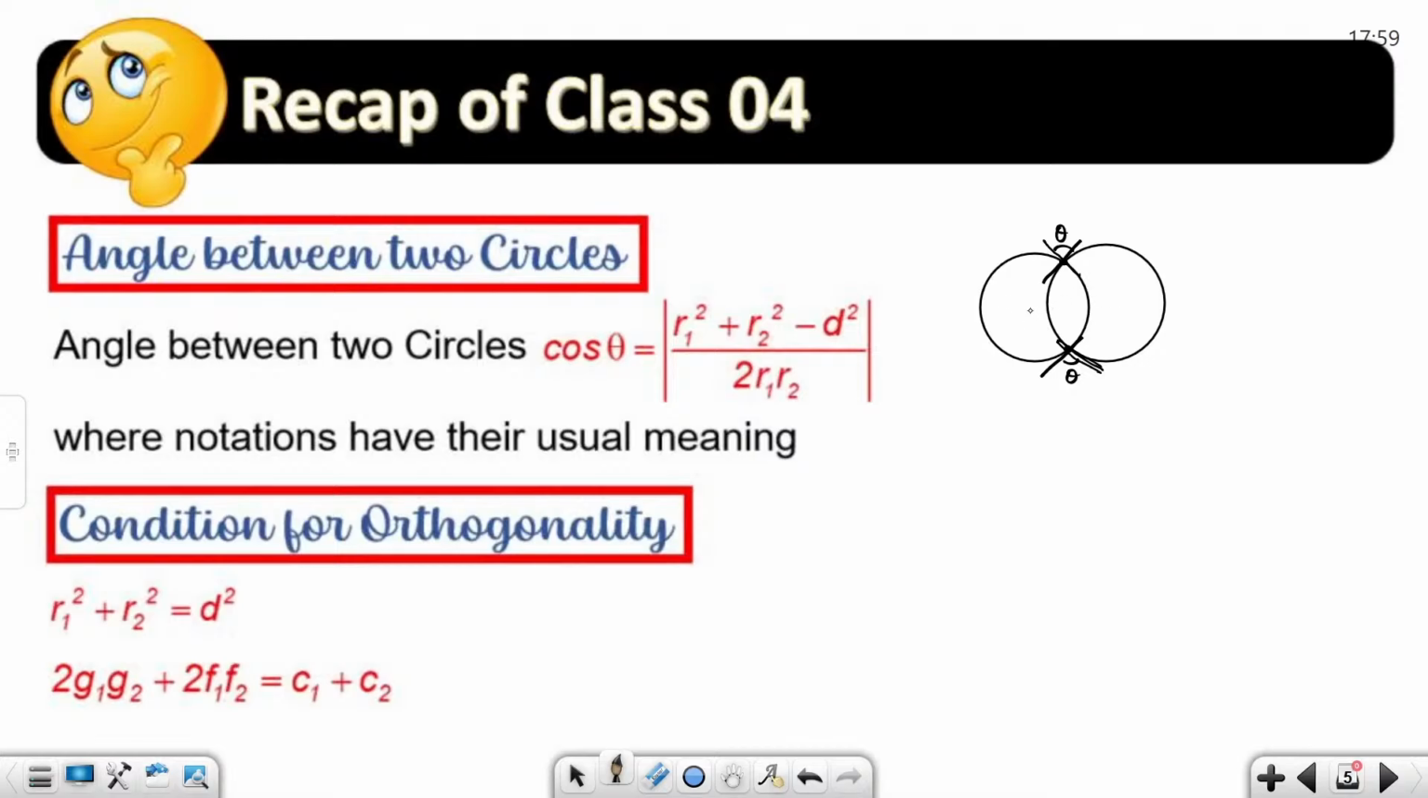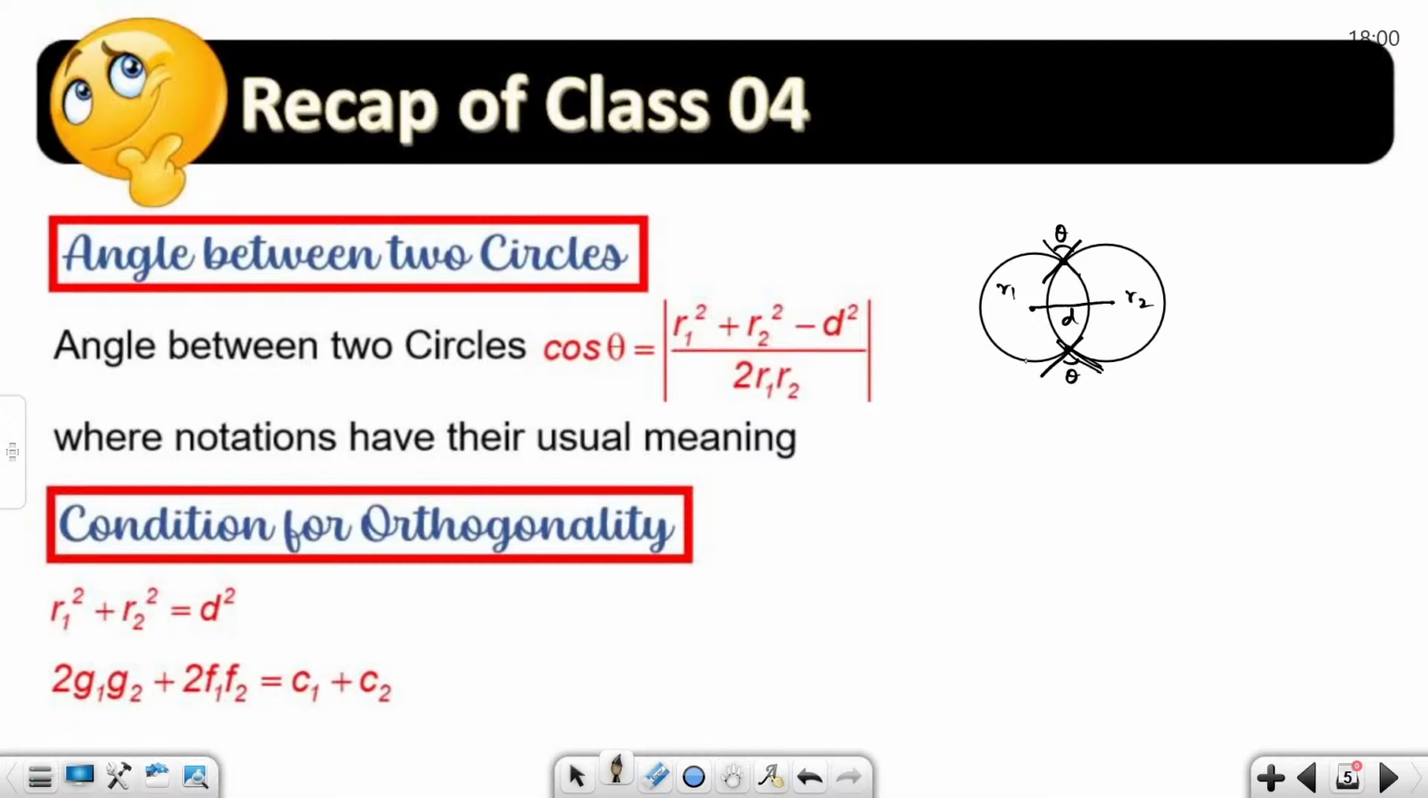Now, what we have learned is that if the radius of the first circle is R1, the radius of the second circle is R2, and the distance between the centers of these two circles is D, then the angle theta is written as cos theta equals modulus of R1 square plus R2 square minus D square divided by 2 times R1 into R2. And we have learned at the same time the condition for orthogonality.